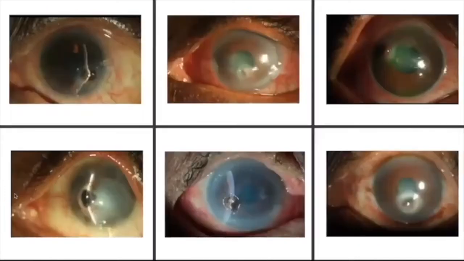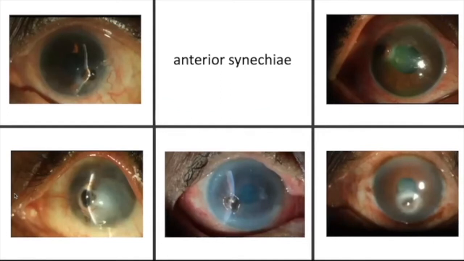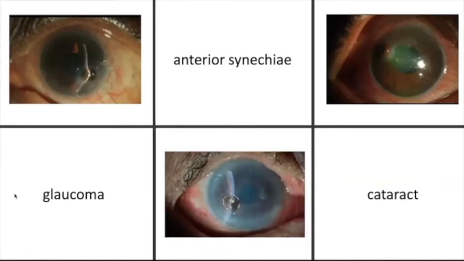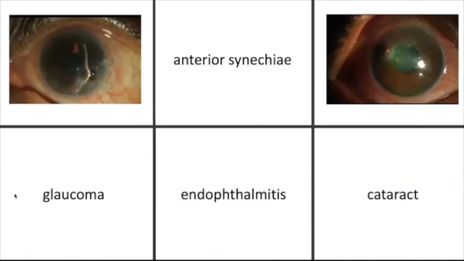This slide shows that a perforated cornea is potentially devastating. It can have persistent leakage that brings a shallow anterior chamber with leakage of the aqueous humor, and anterior synechia. You can develop glaucoma, cataract, and also endophthalmitis. So this is quite important, and you need to work on this.